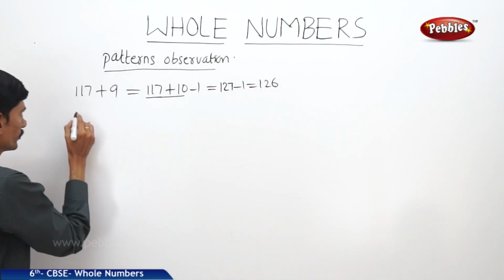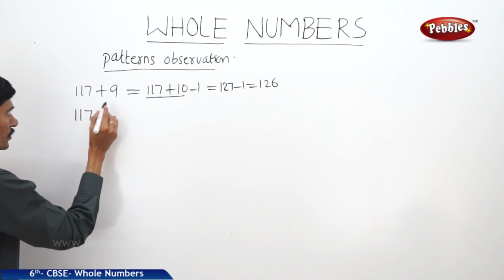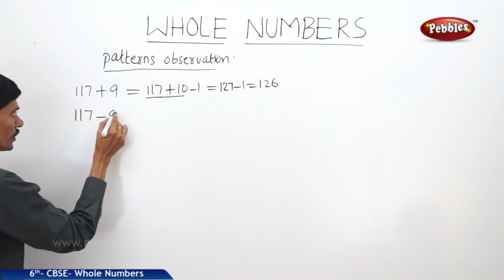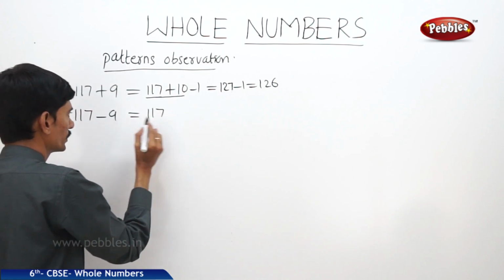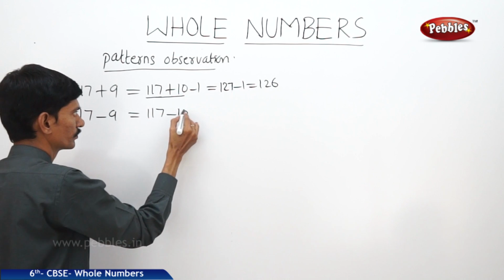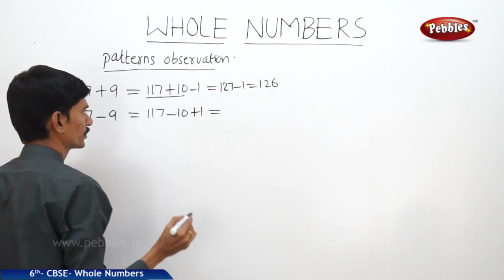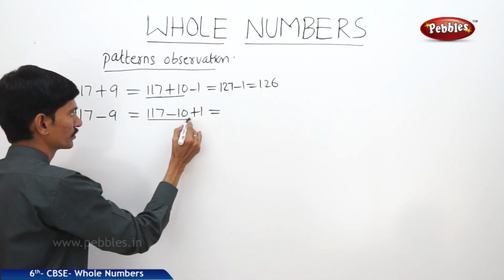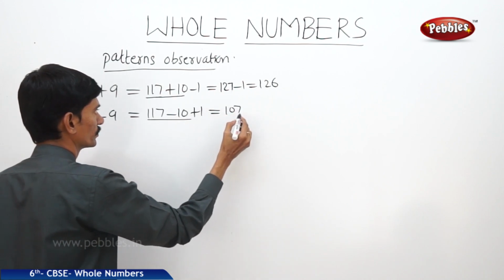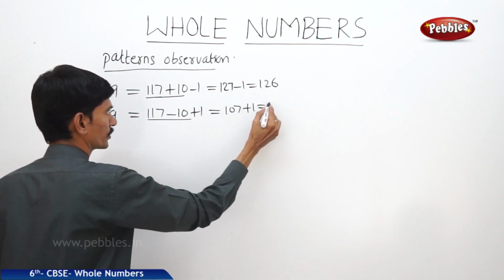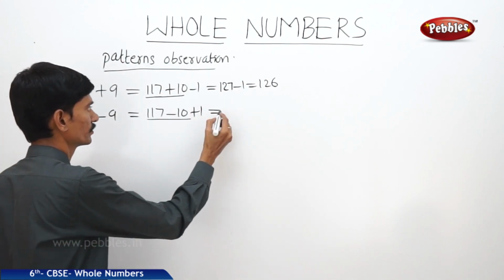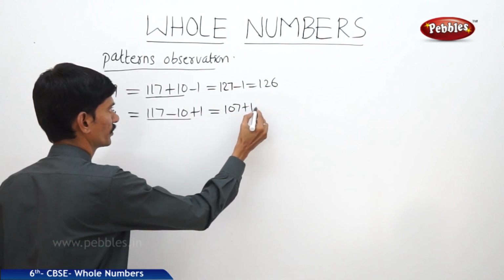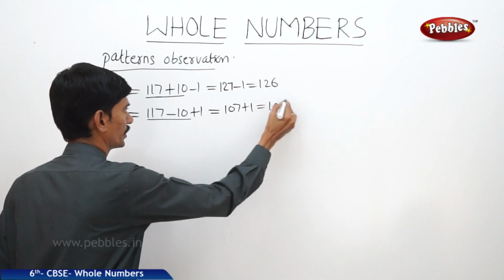126. Now if you want to subtract 9 from 117, so minus 9 can be written as minus 10 plus 1, so this equals to 117 minus 10 is 107, and plus 1 equals to 108.